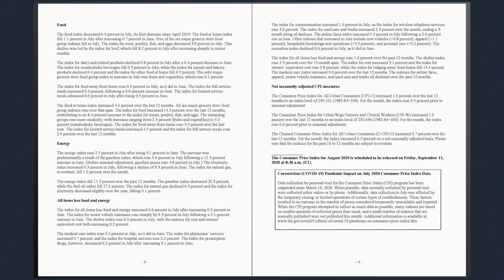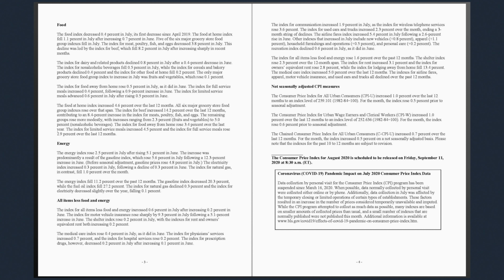The index for all items less food and energy increased 0.6% in July after increasing 0.2% in June. The index for motor vehicle insurance rose sharply by 9.3% in July following a 5.1% increase in June. The shelter index rose 0.2% in July, with the indexes for rent and owner's equivalent rent both increasing 0.2%.